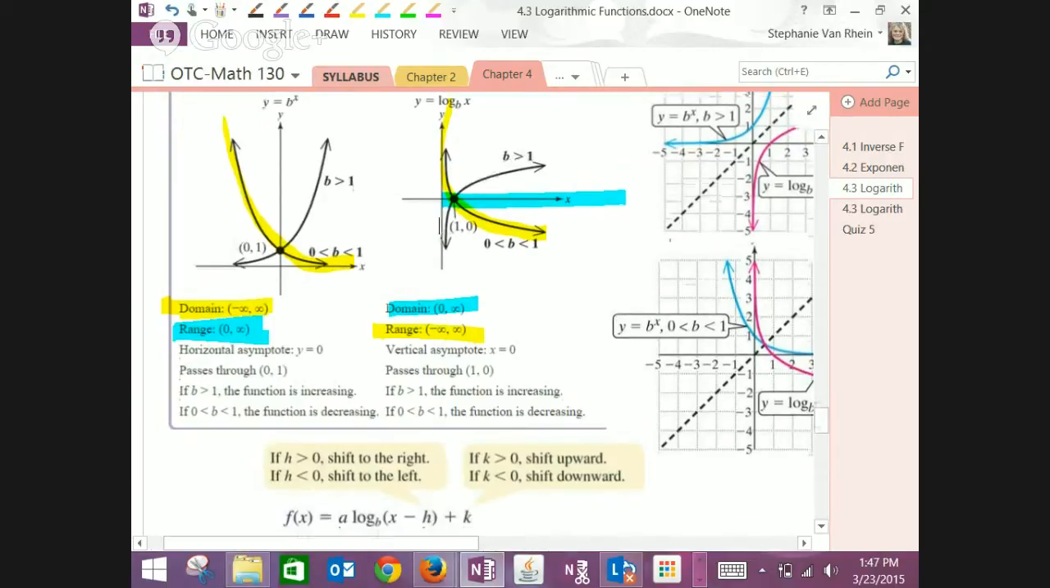If b is greater than 1, it's increasing. If it's from 0 to 1, it's decreasing, just like it was with exponential function. So you either start up here at the top and go down, or start at the bottom and go up. All the points will go through this point 0, 1, because in the exponential function they went through 0. I said that backwards. All the points will go through 1, 0, because in the exponential function they went through 0, 1. And I'm reflecting it about the line y equals x. So I'm switching the role of x and y.